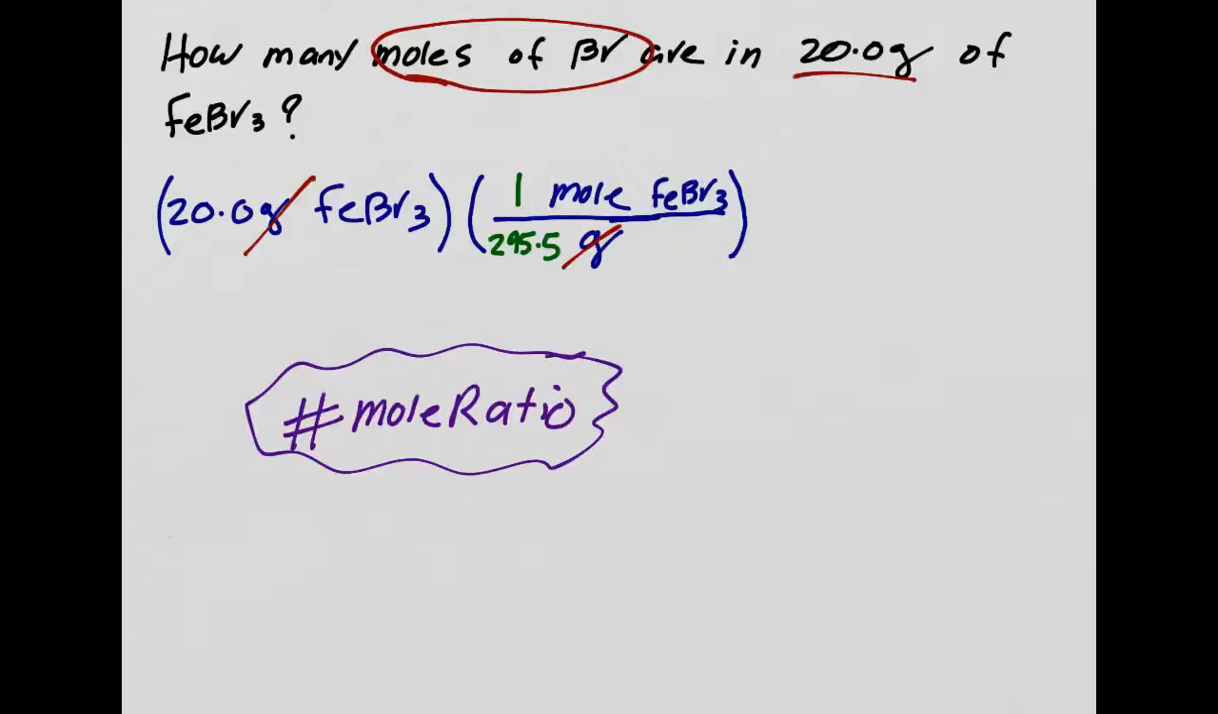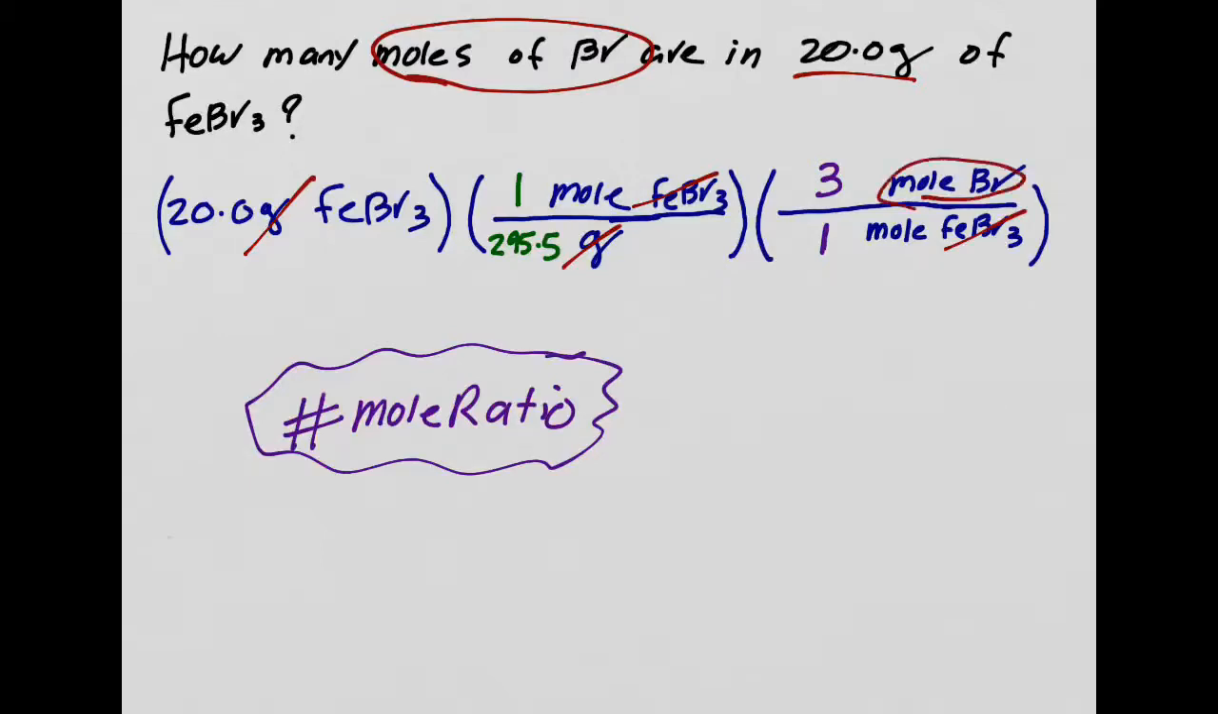Now, let's do this hashtag mole ratio right now. So, what is this mole ratio? I don't want the moles of FeBr3. So, I'm going to write down the moles of FeBr3 down here. What do I want? I want the moles of Br. Now, what is the mole ratio? Here's the thing. In one FeBr3, how many Br do you have? You have 3 Br. In one compound here, you have 3 Br atoms, right? So the mole ratio is, in 1 mole of FeBr3, I have 3 moles of Br. And now this is great because the moles of FeBr3 cancel out, and I end up with moles of Br, which is what I want.